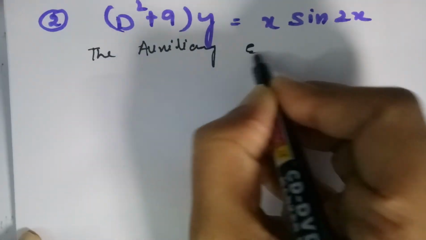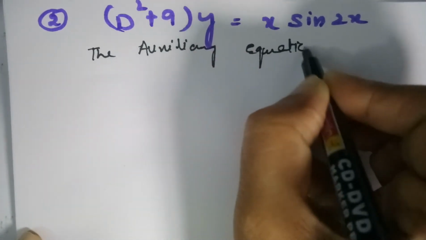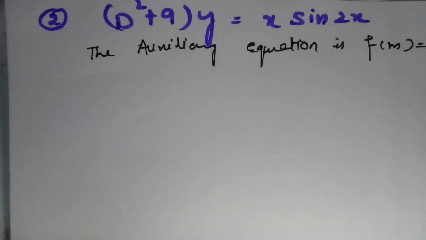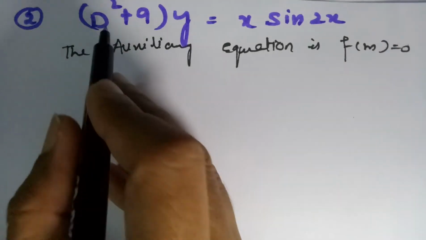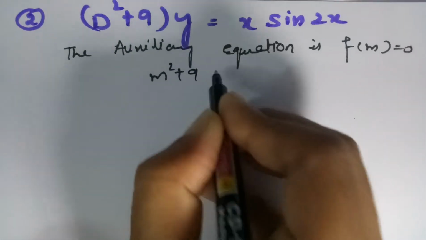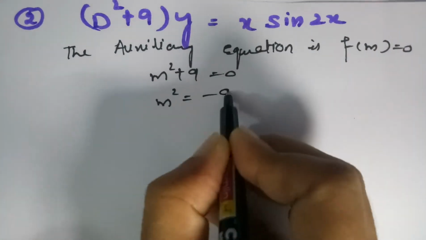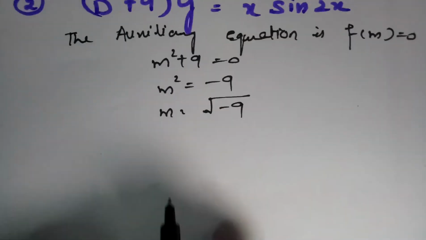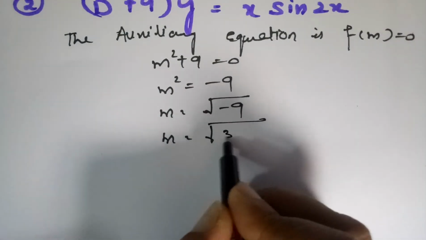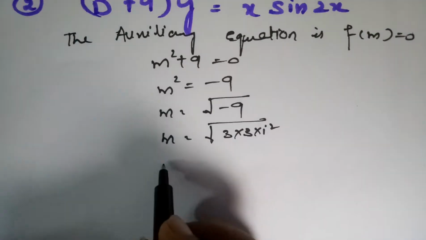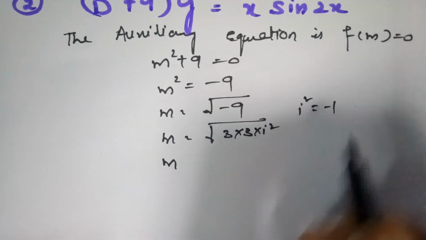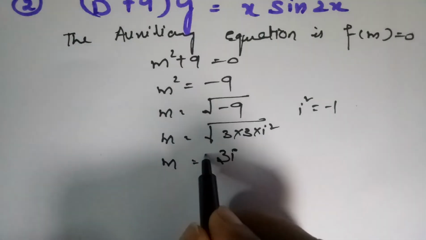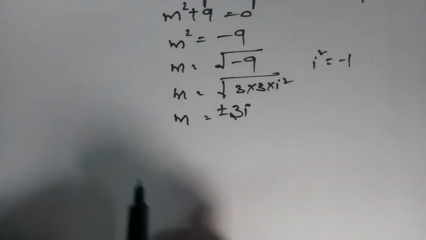The auxiliary equation is f of m is equal to 0. So in place of d, I have to write m. So this is m square plus 9 is equal to 0. m square is equal to minus 9. m is equal to root minus 9. So m is equal to, what is this? 3 into 3 into i square. As you all know, i square is equal to minus 1. So m is equal to 3i, plus or minus 3i. This is a complex root.